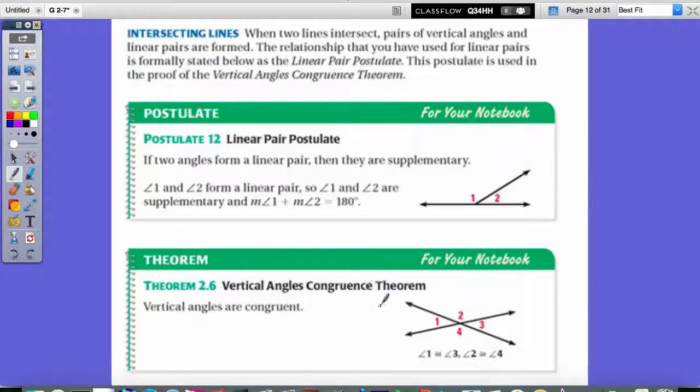Vertical angles congruence theorem. Vertical angles are congruent. We talked in chapter 1 about how if two lines intersect, they form two pairs of vertical angles, and vertical angles are congruent to each other. Now we actually have a theorem.